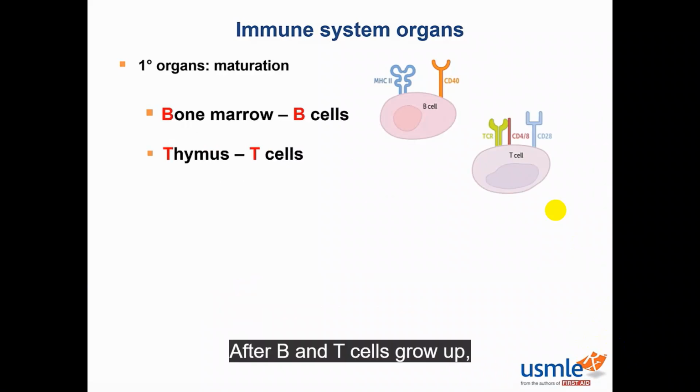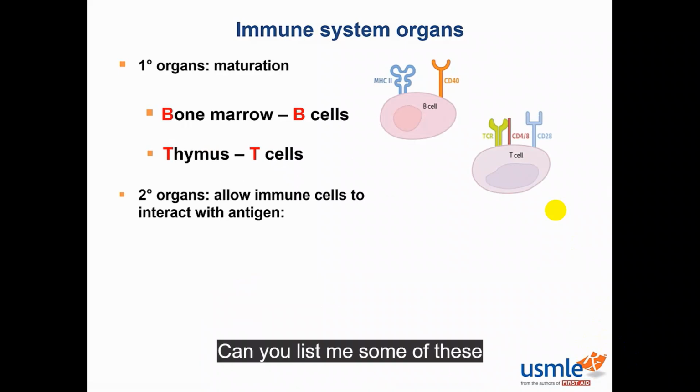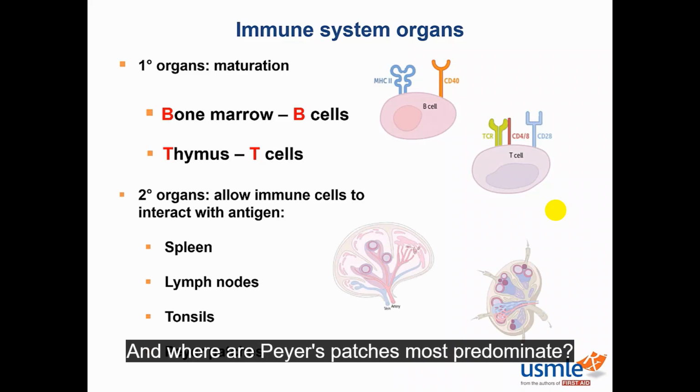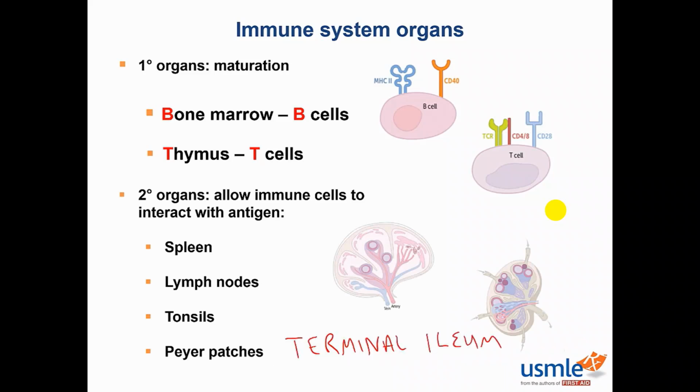After B and T cells grow up, they make their way to secondary organs to interact with antigens. Can you list me some of these secondary organs and structures? That's right, we have the spleen, the lymph nodes, the tonsils, and the Peyer's patches. And where are Peyer's patches most predominant? That's right, terminal ileum.